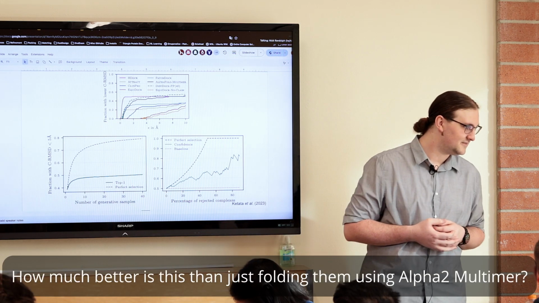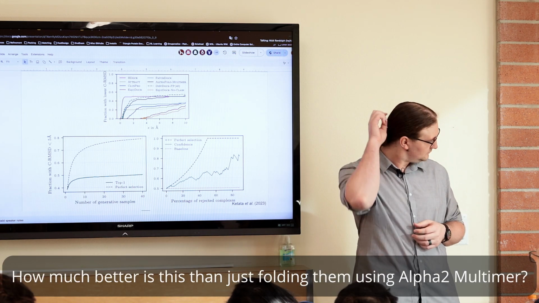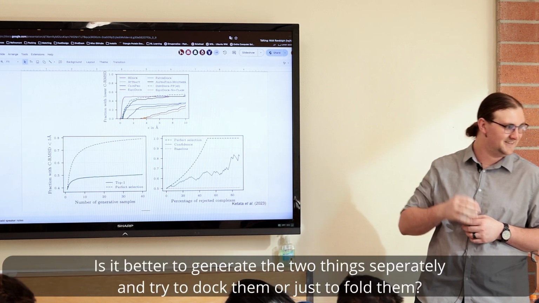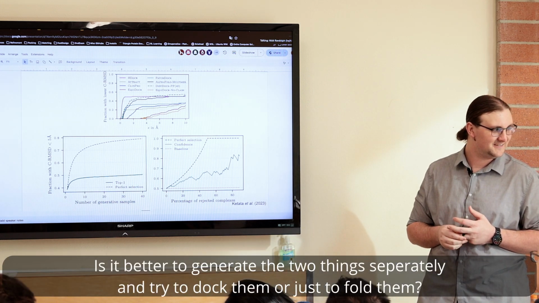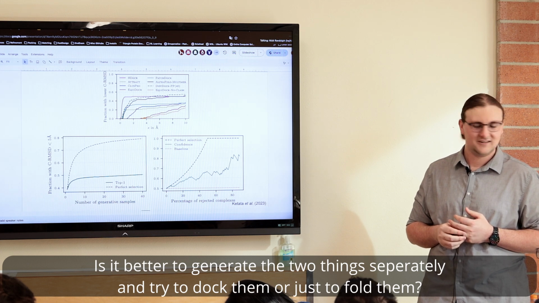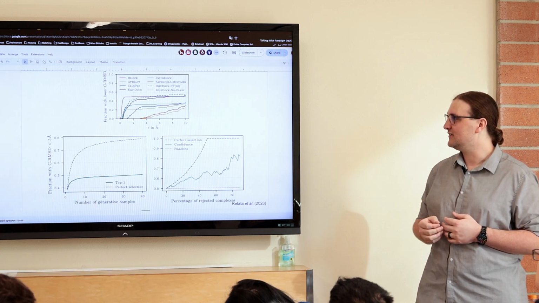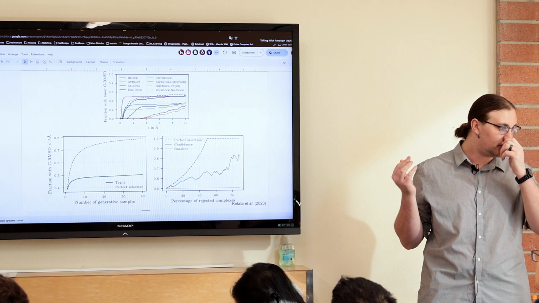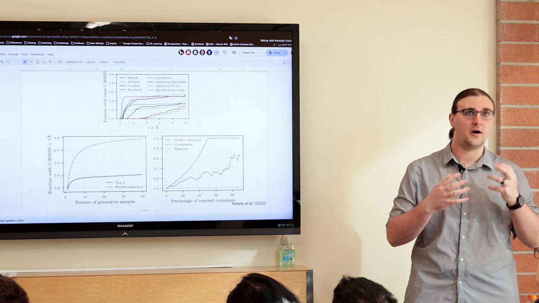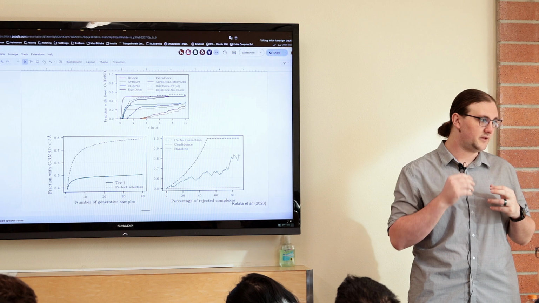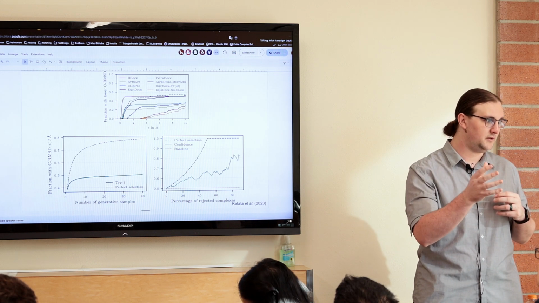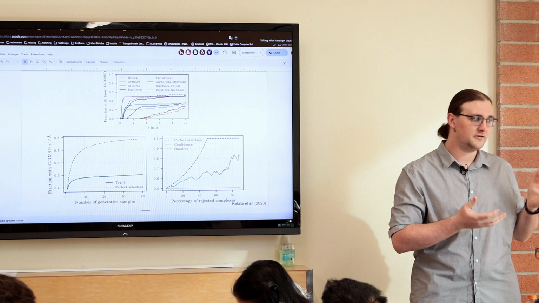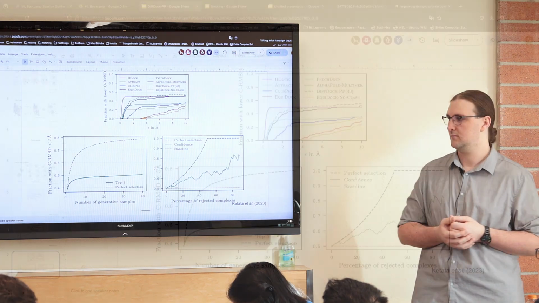How much better is this than just folding them using AlphaFold 2 Multimer? Is it better to generate the two things separately and try to dock them, or just to fold them? As you can see, AlphaFold Multimer is about the same as DiffDock-PP. So in my head, it's just another orthogonal validation metric. If you generate a bunch of samples with DiffDock-PP and they start to line up with your AlphaFold prediction, that's a nice validation reassurance thing.